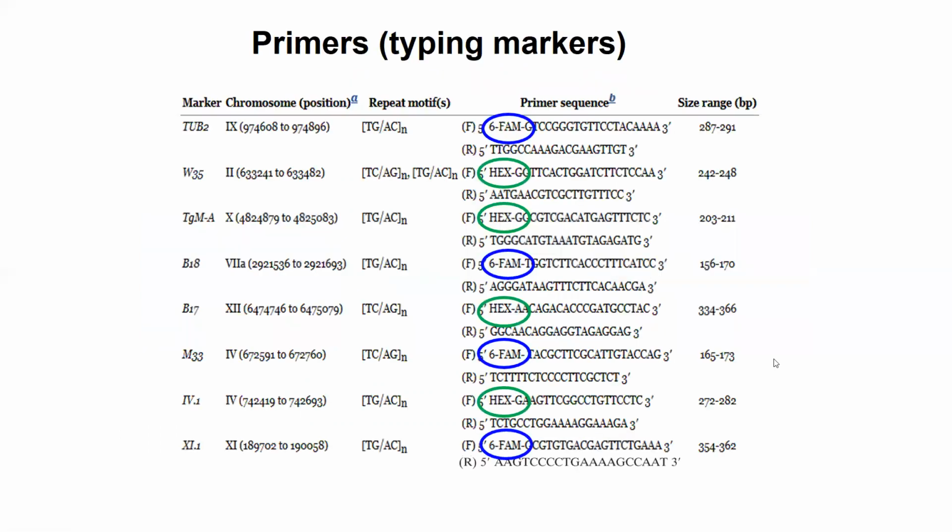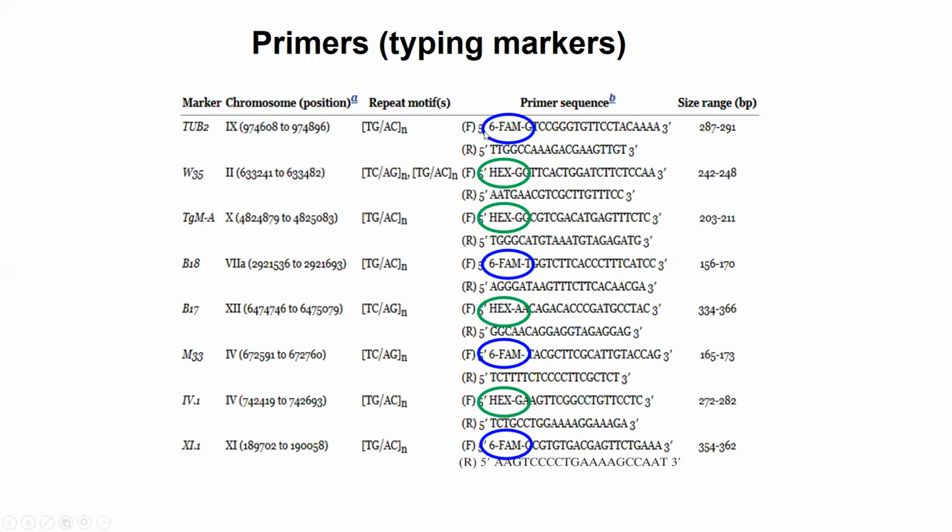In this method, there are 15 microsatellite markers, and those markers are divided into 2 sets. One set is called typing markers. They are all dinucleotide polymorphisms, so 2-nucleotide repeats. Overall, this set has less variation, and they are called typing markers.